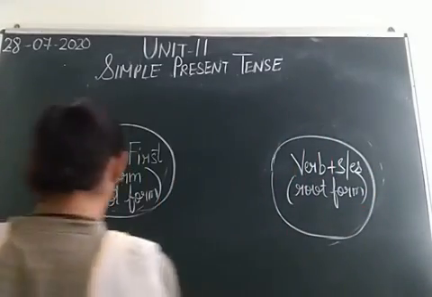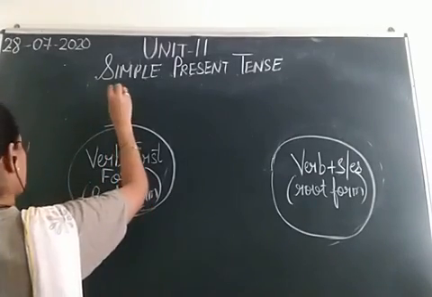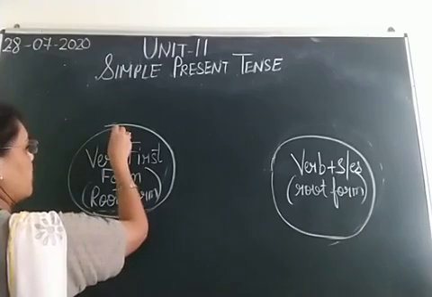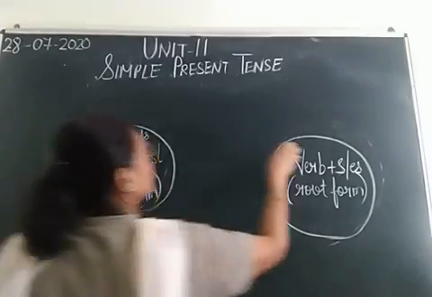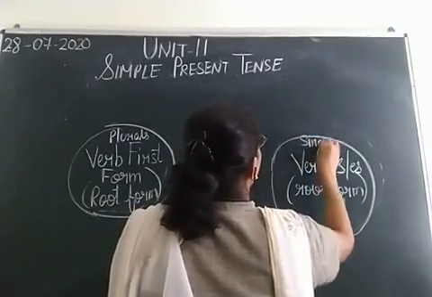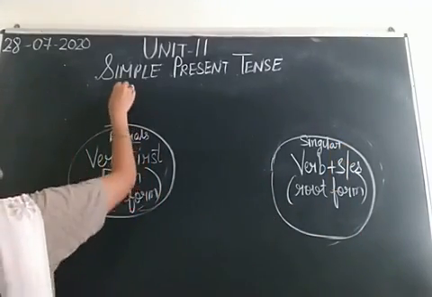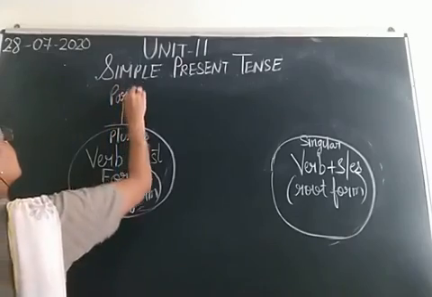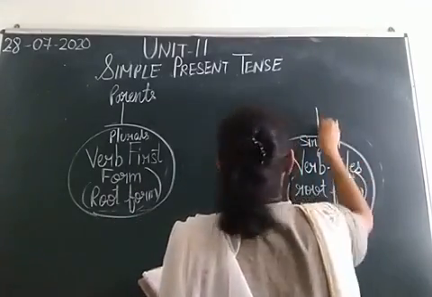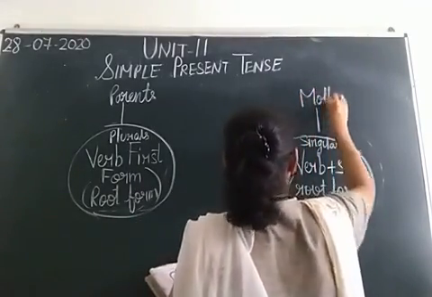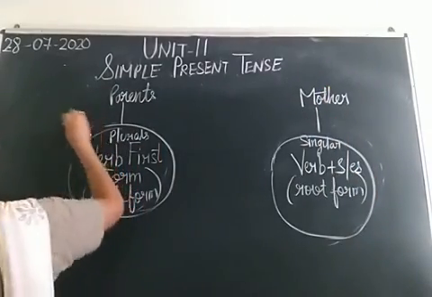Now, students, with the plurals, with all the plurals, we will use this. Fine? And this we are going to use with singular. Fine? Now, plurals like parents. Fine? I'll explain with examples also. Singular like mother. Then plural, one more plural, children.